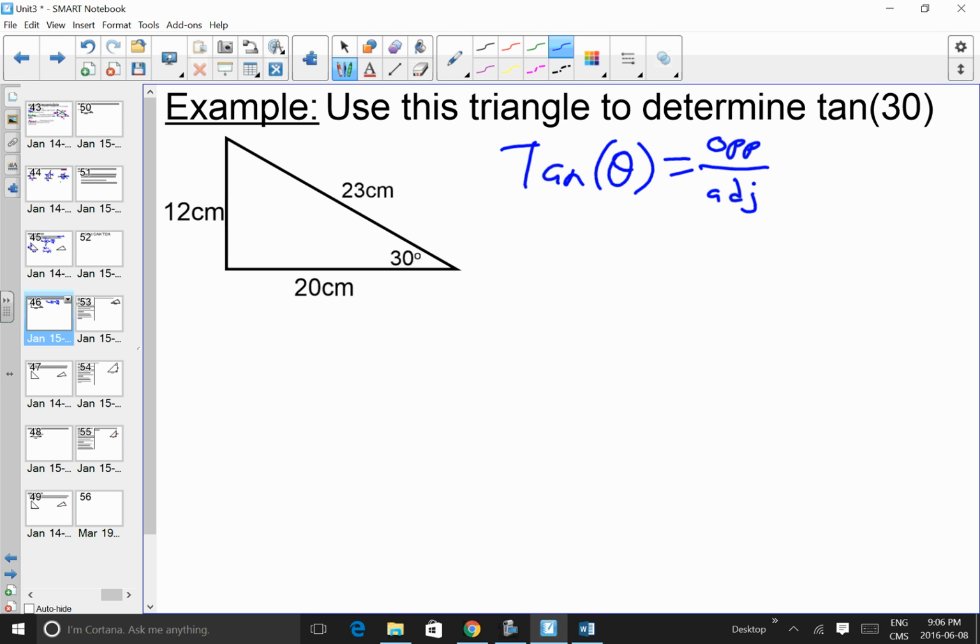So now I'm looking for tan 30. That means I'm looking at this angle. So I'm going to label my triangle. This is my opposite. That's my right angle. This is my adjacent. This is my hypotenuse.